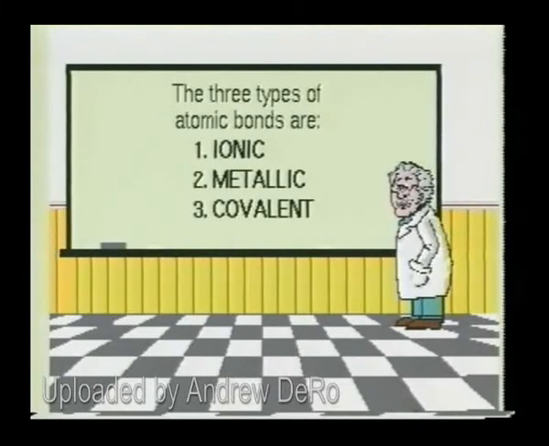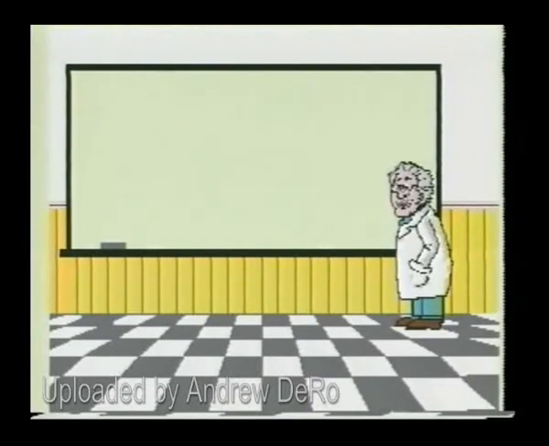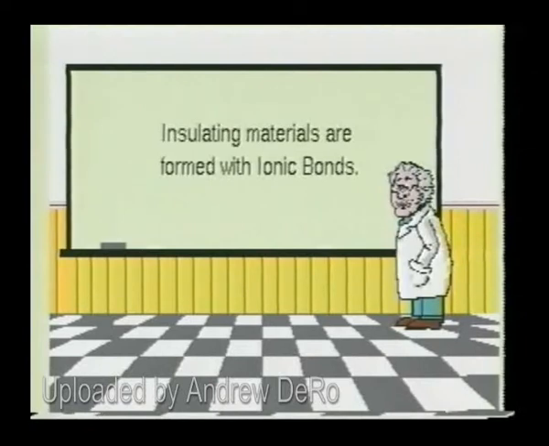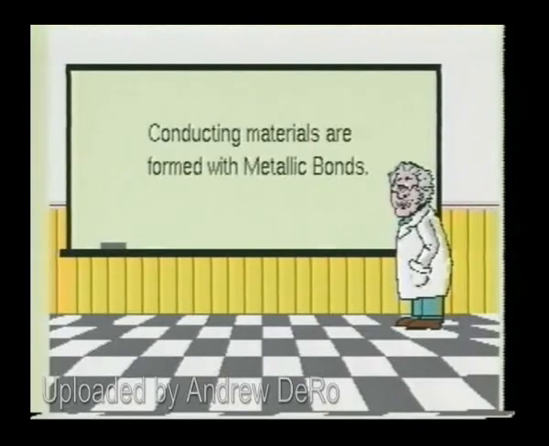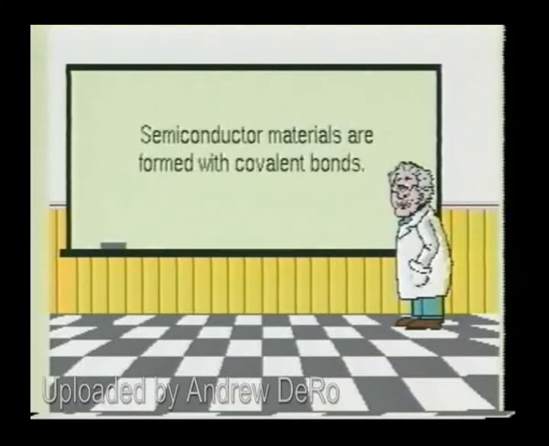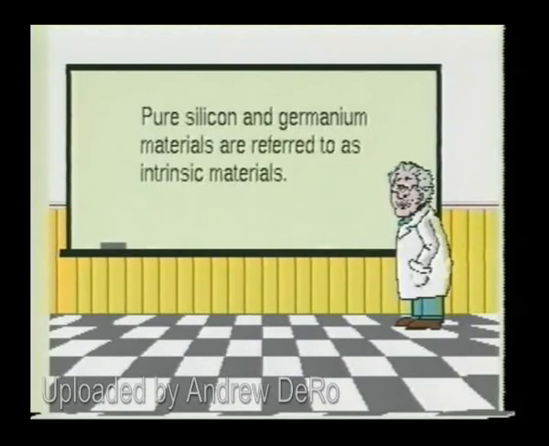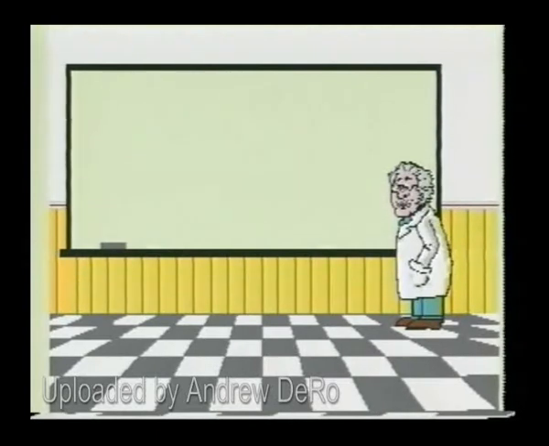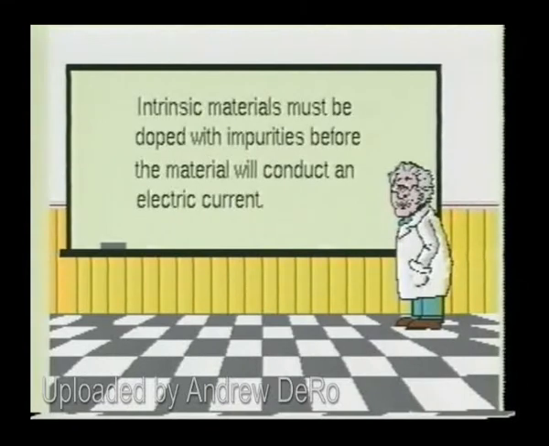There are three kinds of atomic bonds: ionic, metallic, and covalent. Insulating materials are formed with ionic bonds. Conductors are formed with metallic bonds. And semiconductor materials are formed with covalent bonds. Pure silicon and germanium are referred to as intrinsic materials. Intrinsic materials must be doped with impurities to allow the material to conduct an electric current.